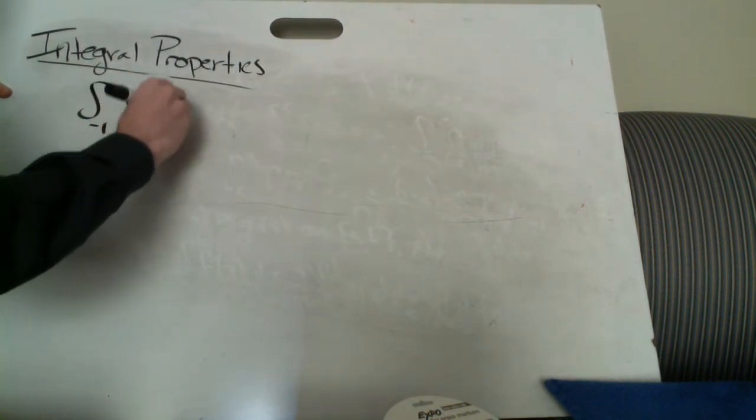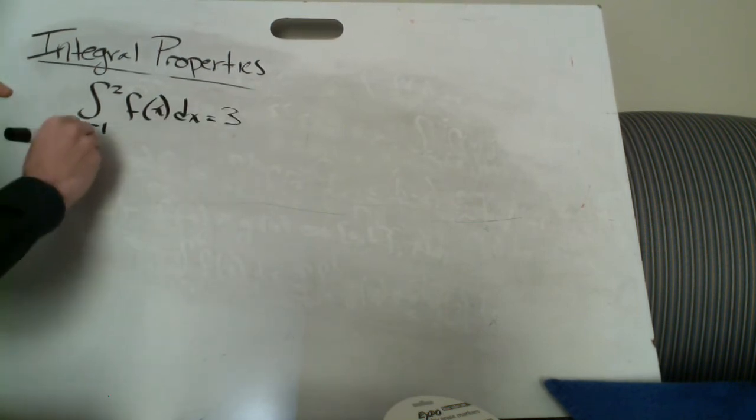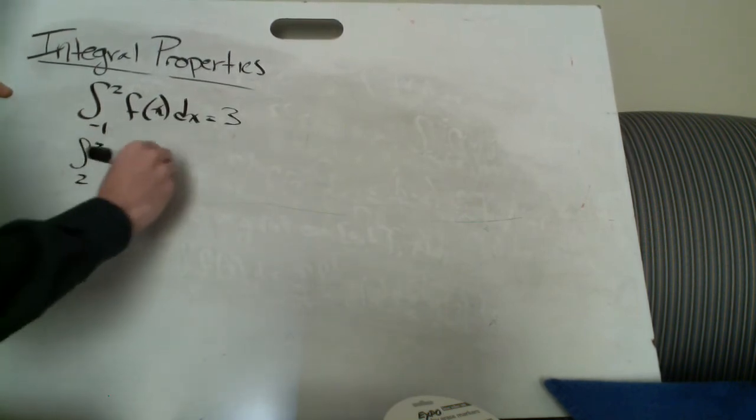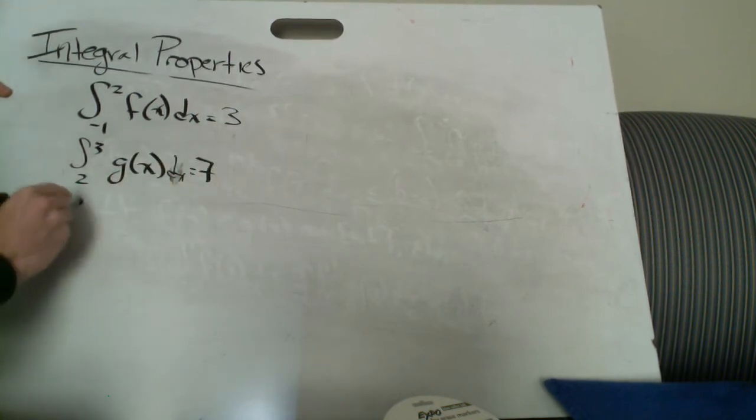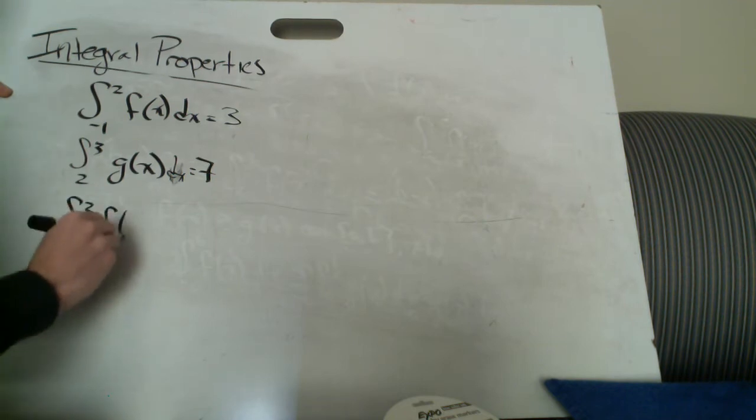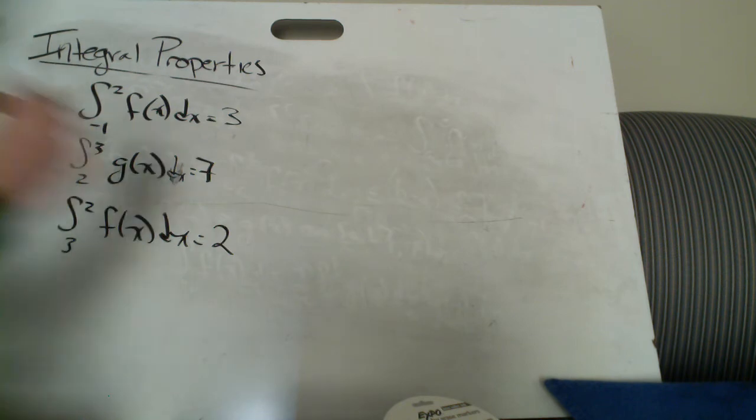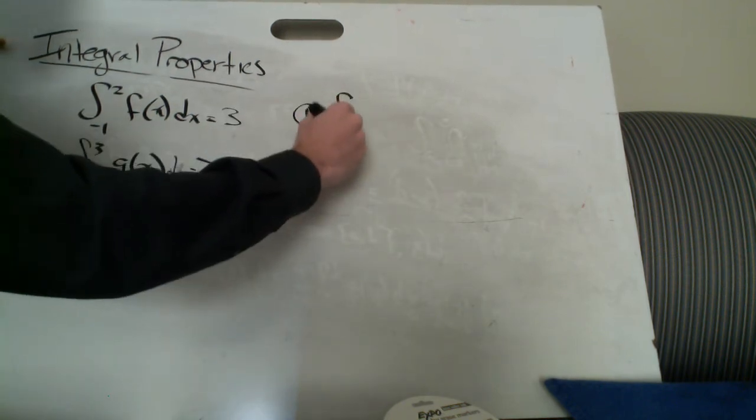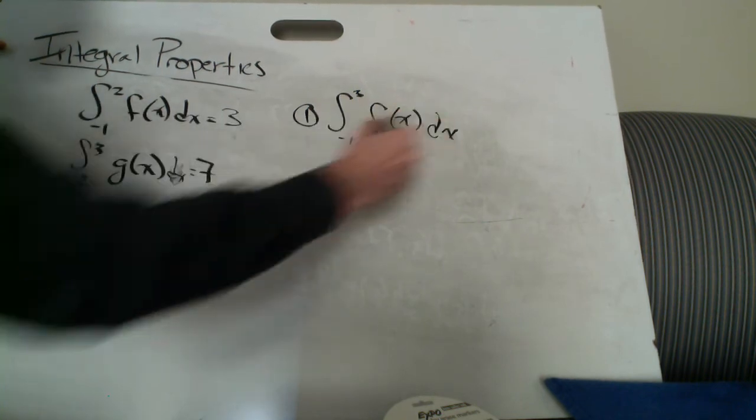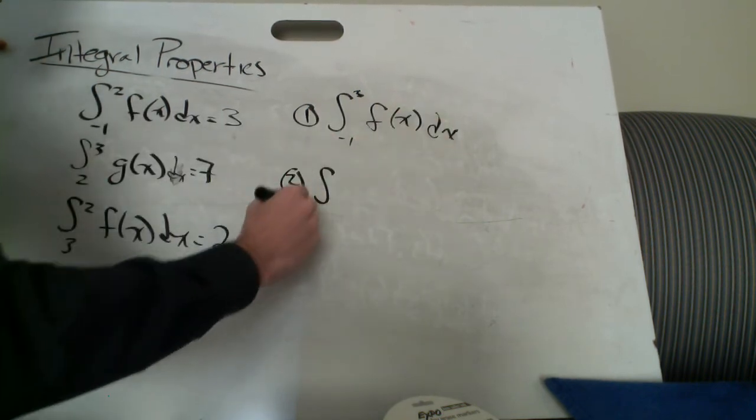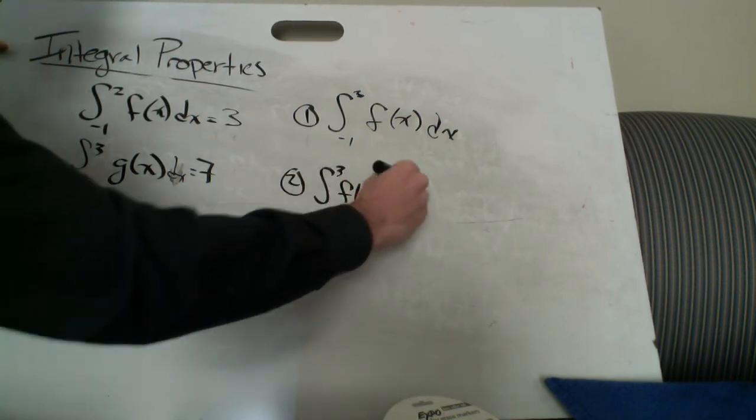The integral from -1 to 2 of f of x is 3. The integral from 2 to 3 of g of x is 7. Oops, I forgot my dx. And the integral from 3 to 2 of f of x is 2. Question 1. What is the integral from -1 to 3 of f of x? And question 2. What is the integral from 2 to 3 of f of x plus g of x dx?